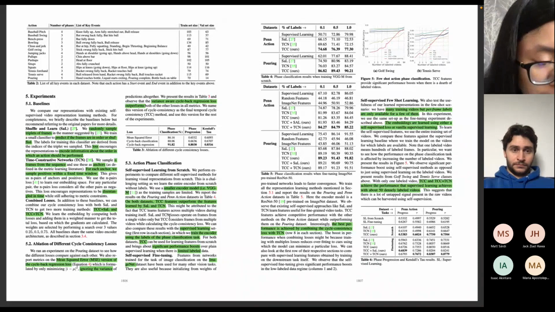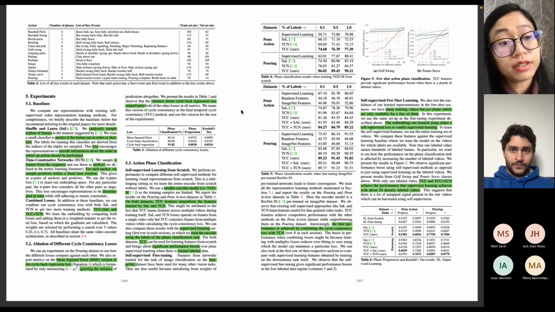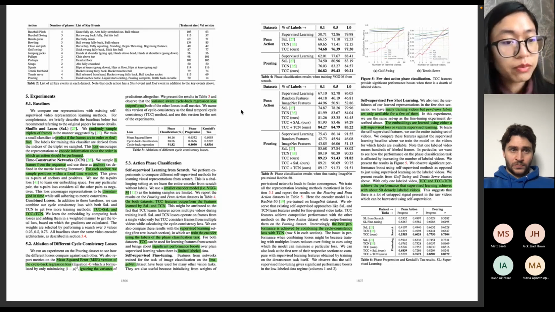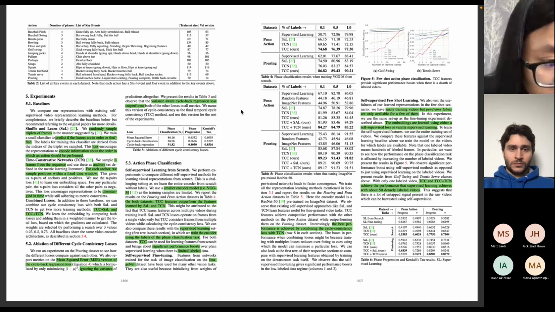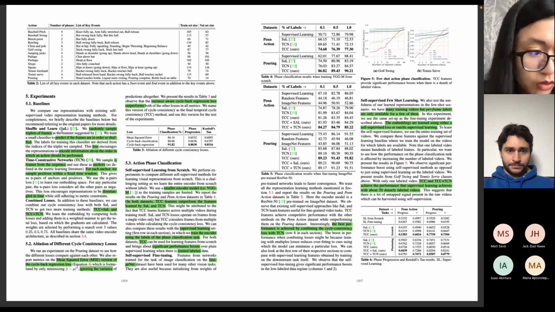For the baselines, they compare with 2 other self-supervised learning methods in videos. The first one is called Shuffle and Learn. Here basically, we randomly sample triplets of frames, and we predict if those frames are in order or not. So this training method emphasizes the order of those actions in videos.